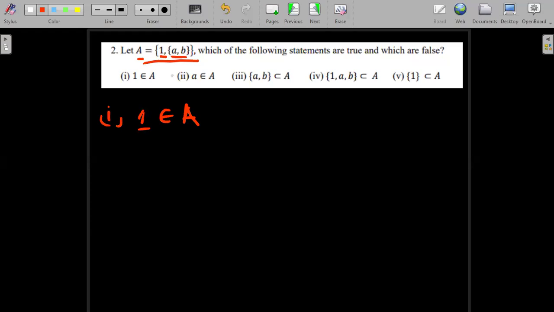I can see from the elements listed in A, there's just the element itself 1 and the set containing A and B.